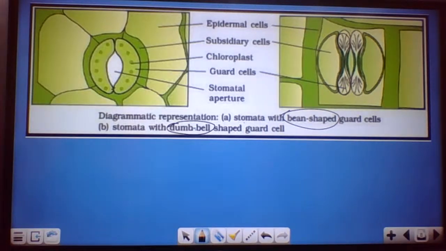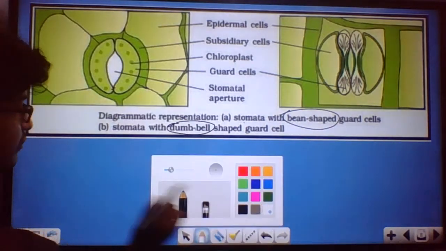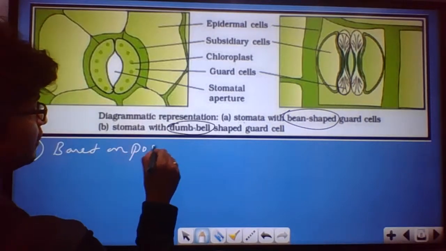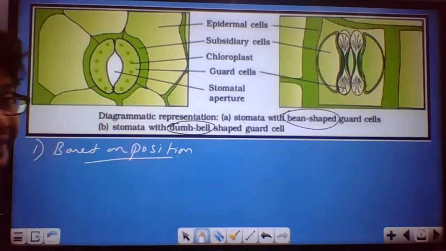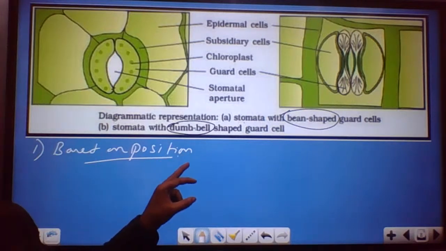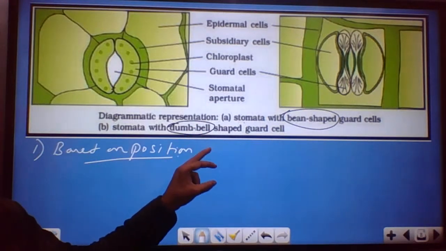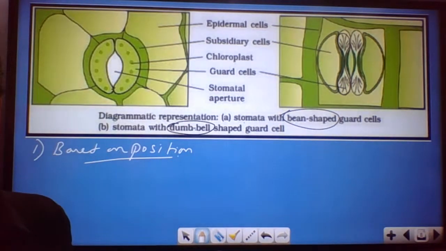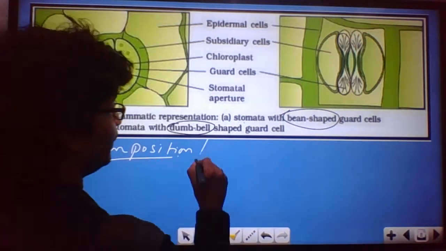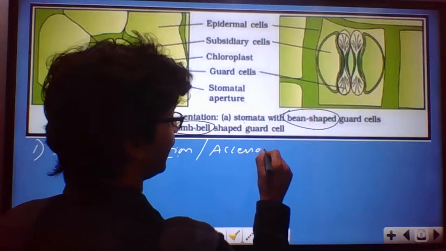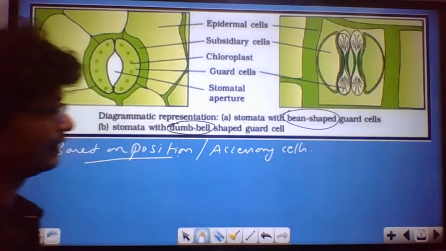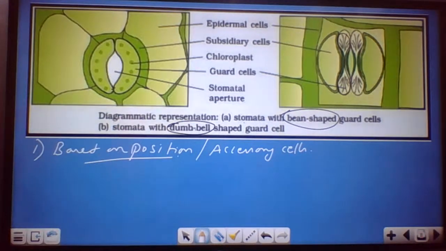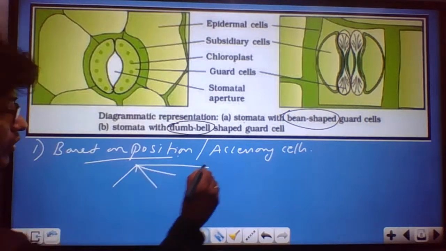First is based on the position. How can the stomata be classified? Based on position and the presence of accessory cells. I told you the subsidiary cells, the guard cells which are present, right? Based on their position and by means of the accessory cells, this can be classified into four types. What are the four types of the stomata?